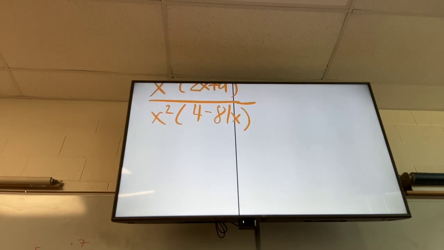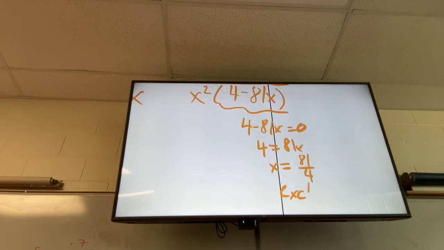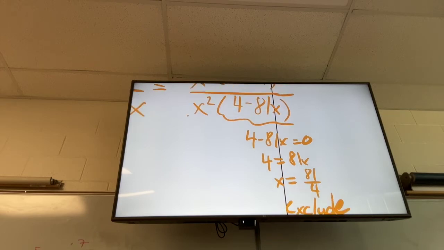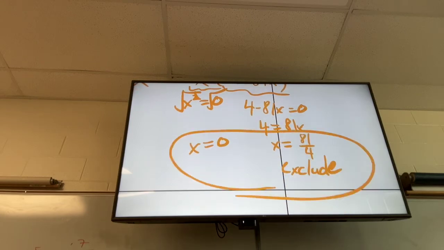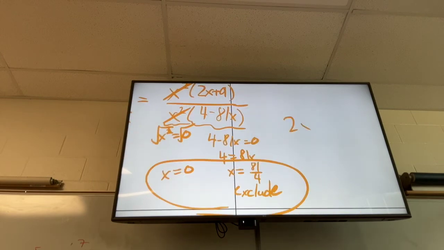The excluded values. So set this factor equal to 0. Solve for x. Okay. Set the other factor equal to 0. X squared equals 0. What solves that? 0. Yeah, so we just take the square root of both sides. Okay, and then our final step is we can just cross stuff off. So the final answer is 2x plus 9 all over 4 minus 81x.